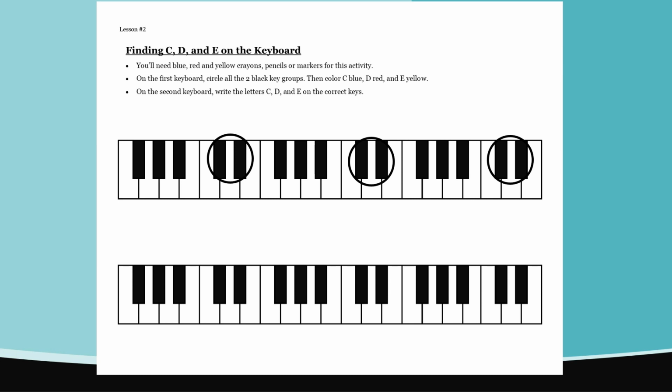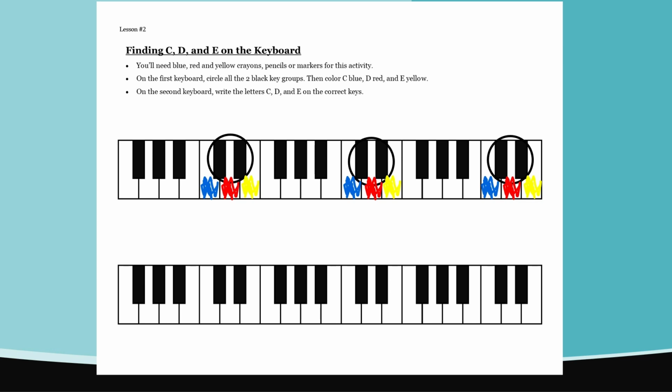Okay, let's see if your keyboard is going to look like mine. So here are the 3 C's. Remember, to find C, we find the 2 black notes, and C is to the left. Here's our D's. D is right in the middle. And last is E. We find the 2 black keys, and E is to the right.